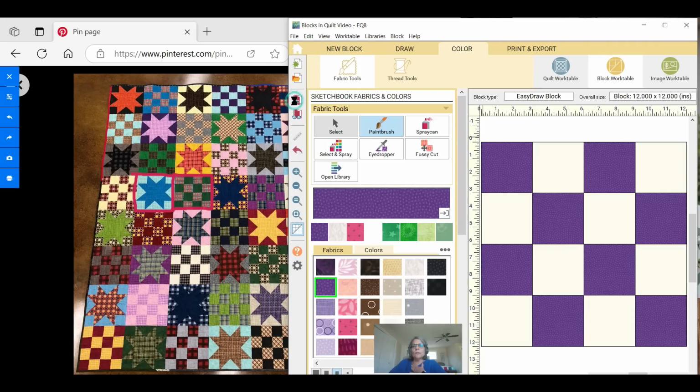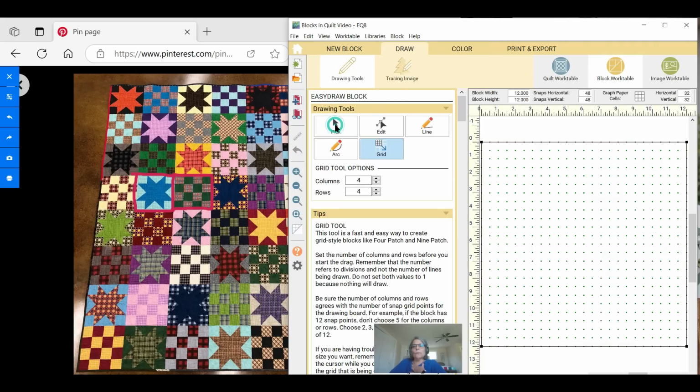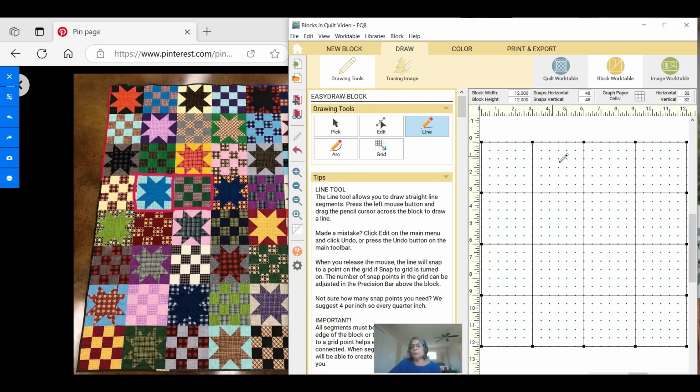So let's save this, and let's go to the star block. It is also a 4x4 grid, so let's put that in. And again, you can use your flying geese units, or you can use 2 half square triangles. I'm going to put in the 2 half square triangles right now, and I'll show you how you can get rid of these lines that you don't need. So I'm just drawing in the half square triangles, and later we'll turn them into a flying geese unit.